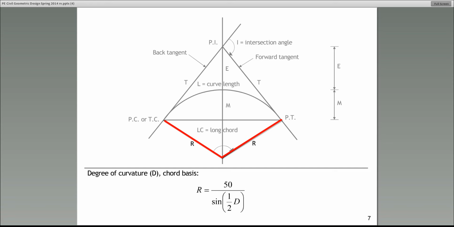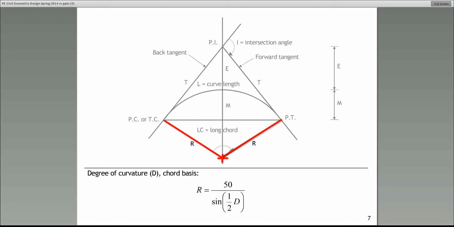And what do we know about a circle? Well, we know that each circle has a radius, and each one of those red lines that I've highlighted is the radius of this circle. And then, again, each circle has a center. That center we call the center of curvature in this case.